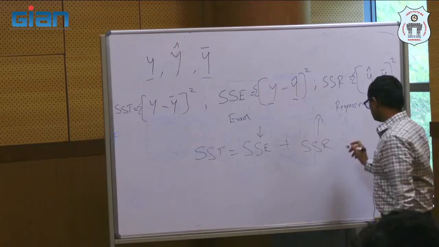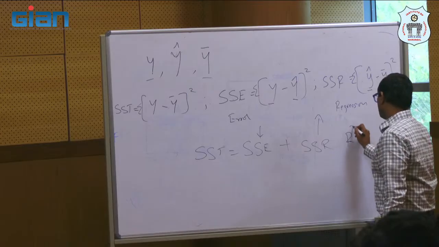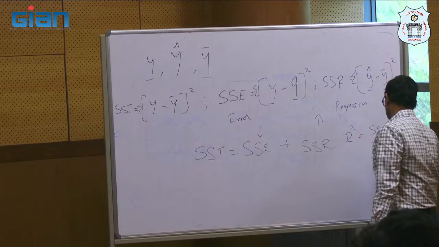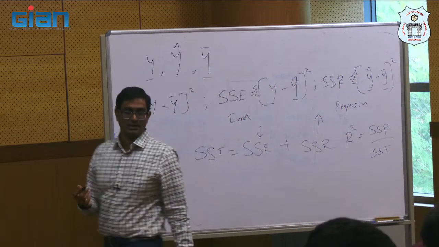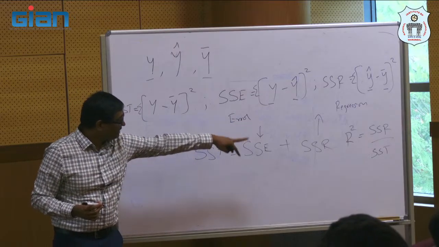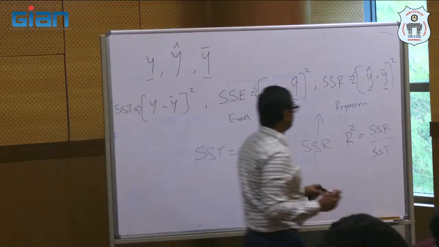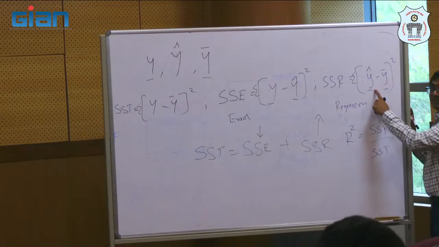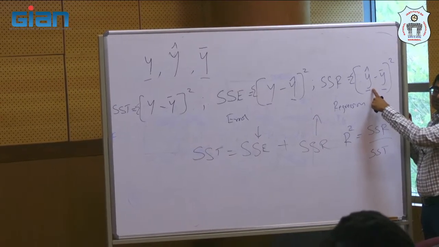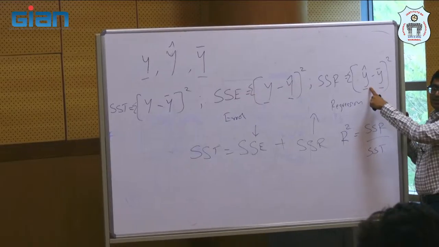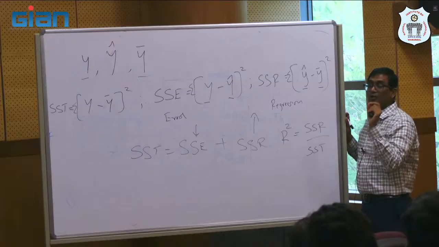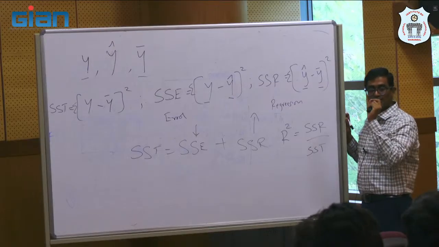And now, using this, we define R square as SSR over SST. This is what we get in terms of improvement versus total error. Now, if my model happens to be the average model, y hat will be the same as y bar. In that case, SSR will be 0. So that will be the lowest point for R square. R square starts at 0.